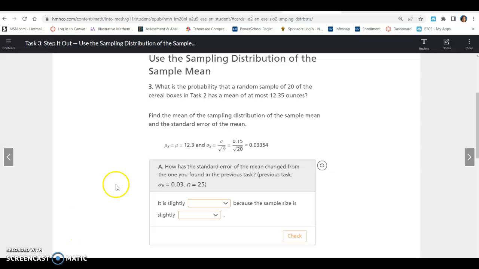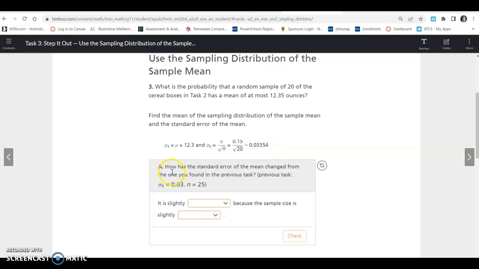All right, so we know that the mean is 12.3 and the standard error is going to be the standard deviation divided by the square root of n. In this case, n, the sample size, is 20. So we're going to do 0.15 divided by the square root of 20, which is approximately 0.03354.